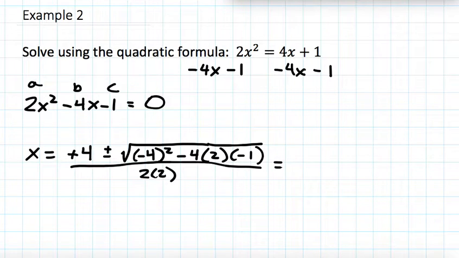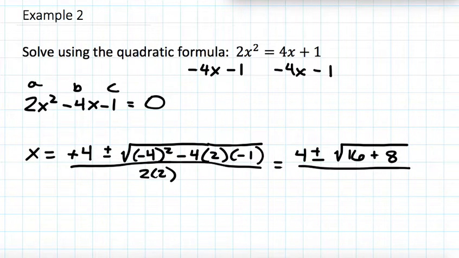So start by working with what's under the square root. Positive 4 plus or minus. Negative 4 squared is positive 16. And then this is going to be plus 8. 4 times 2 times negative 1. And since it's subtracted, again, minus negative changes to positive. And then we're going to have 4 plus minus 16 plus 8 is 24.